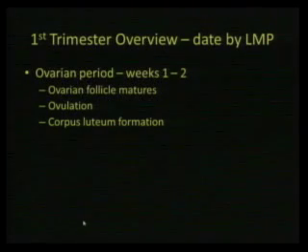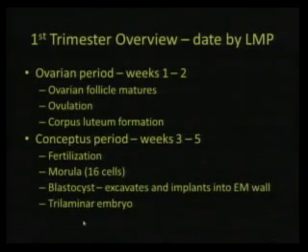So the date by LMP: the ovarian period is the first 2 weeks. Basically the ovarian follicle matures, ovulation occurs, and then we get formation of the corpus luteum. The conceptus period is between weeks 3 and 5. Basically, that's when fertilization occurs. You get formation of the morula, the blastocyst, which is what actually excavates and implants into the wall of the endometrium, and then the so-called trilaminar embryo.